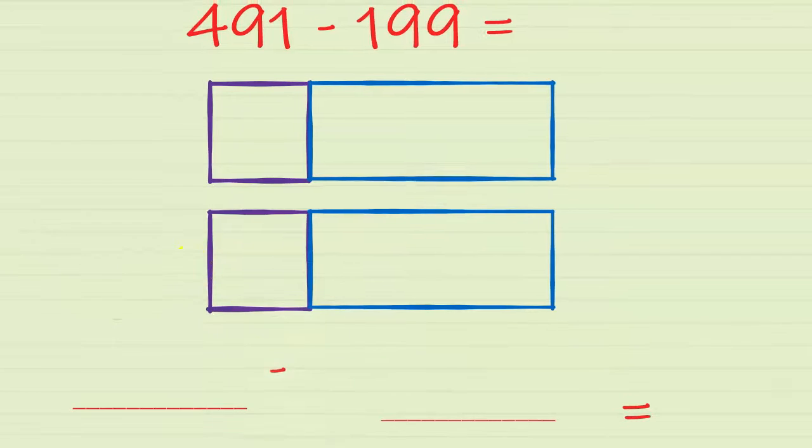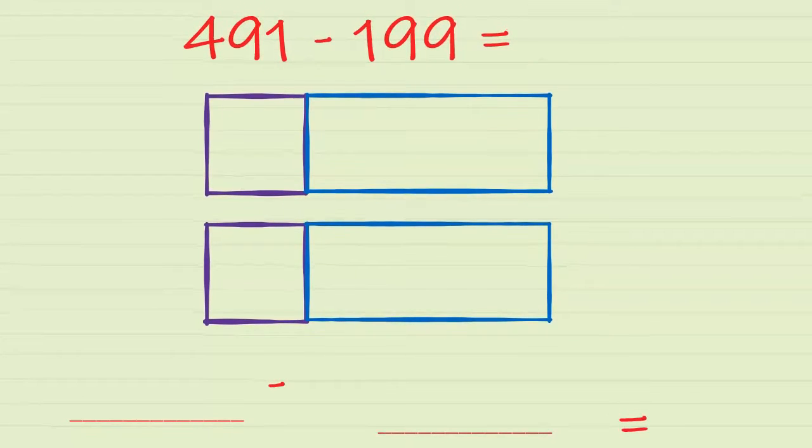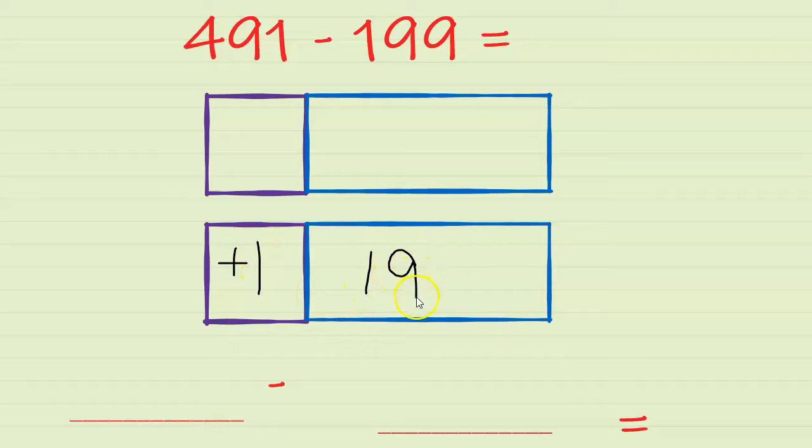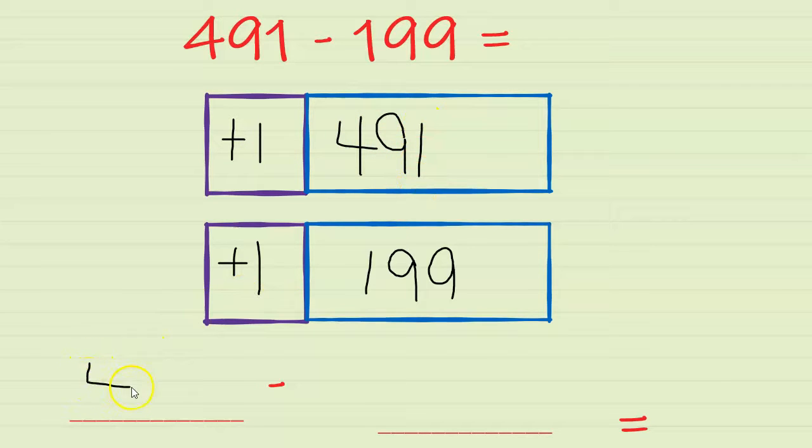So this one is 491 minus 199. And to make this simpler, I would want to take the 199 and make it 200. So for that, I have to add 1. So plus 1 on this side to 199. And then the same thing on the other side, I want to add 1 to this side. So 1 plus 491.